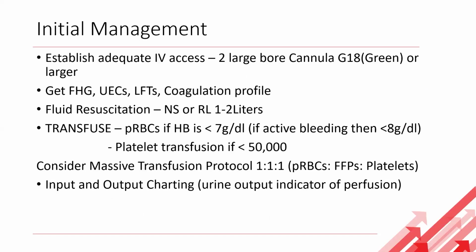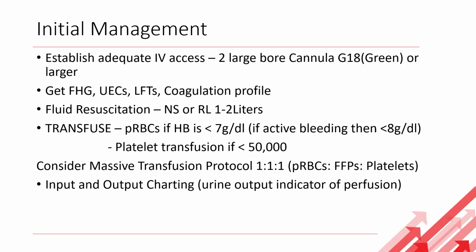And then establish adequate IV access. Here we're talking about 2 large bore cannulas. I know in the algorithm it says gauge 14 to 18, but the bigger the gauge, the better. So if you're able to pass a gauge 18, which is the green cannula, or anything above green, your gray, white, orange, any of those, excellent. If not, maybe we can accept a gauge 20 if it's an adult. That's the pink cannula, which can also help. But if you're able to access a green cannula and you can put 2 of them, even better.